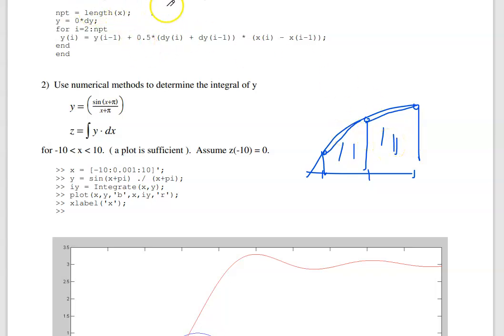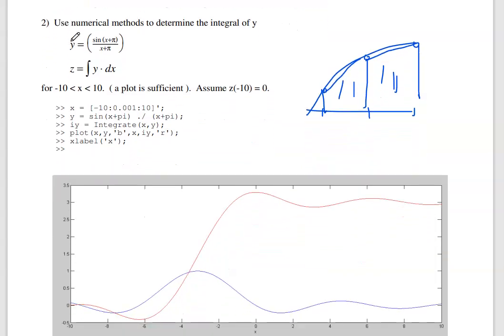So this is a function in Matlab. Given x and dy, integrate to get y. With that, I can take functions that I don't know how to do by hand and find the answer using numerical integration. For example, here's a function, sine of (x plus pi) over (x plus pi). Find the integral. Now when you take Math 166, you'll be able to find the integral by hand. With Matlab, even if you haven't had Math 166, you can still find the integral using numerical methods.